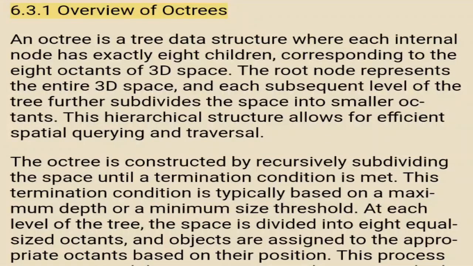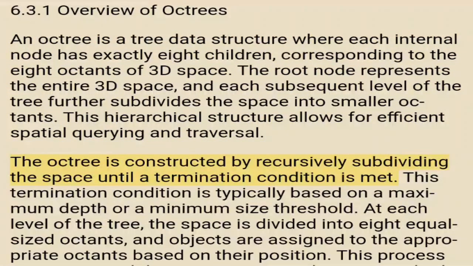6.3.1 Overview of octrees. An octree is a tree data structure where each internal node has exactly 8 children, corresponding to the 8 octants of 3D space. The root node represents the entire 3D space, and each subsequent level of the tree further subdivides the space into smaller octants. This hierarchical structure allows for efficient spatial querying and traversal.